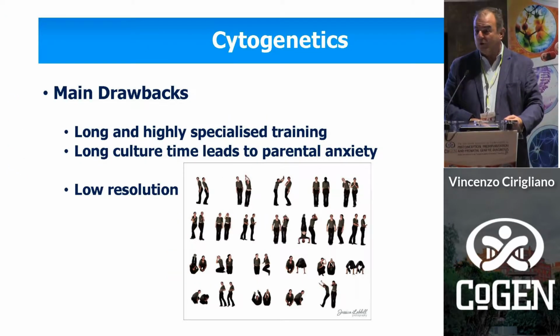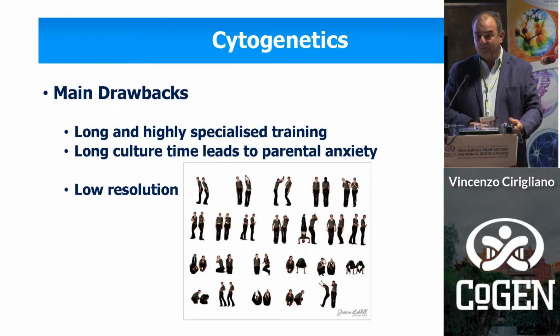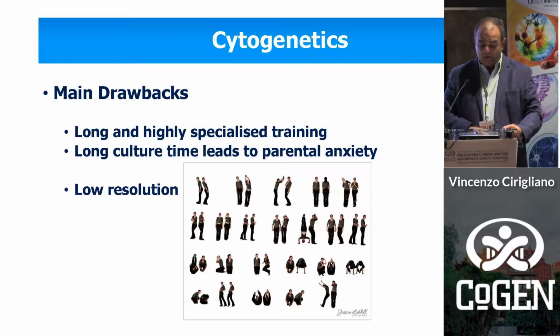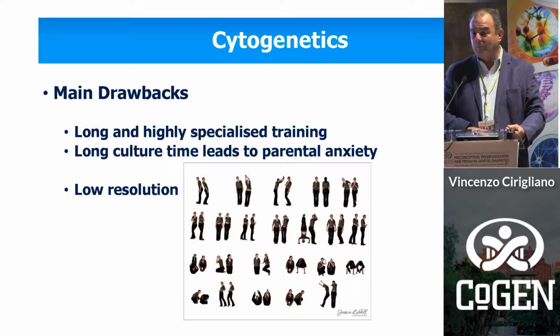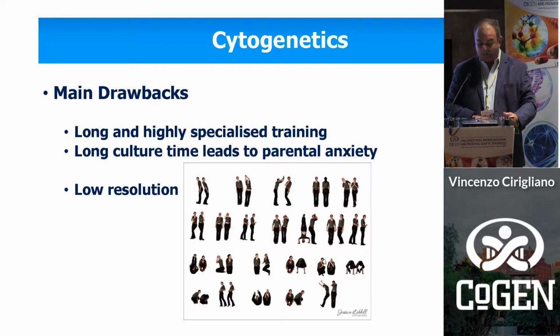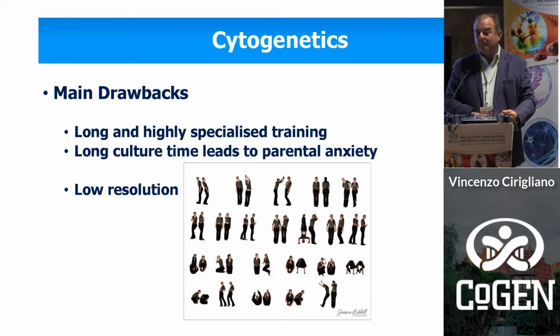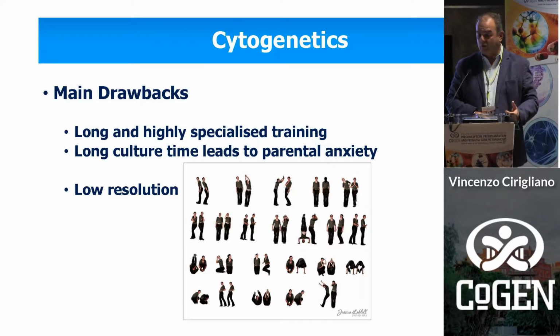The main drawback of cytogenetic analysis is, first, for the lab it requires highly skilled operators, but also requires cell culture, so a couple of weeks to be able to block the cells while they are dividing and have a look at the chromosomes under the microscope. And especially nowadays, the main drawback is the low resolution, which is limited by the resolution of light microscopy.